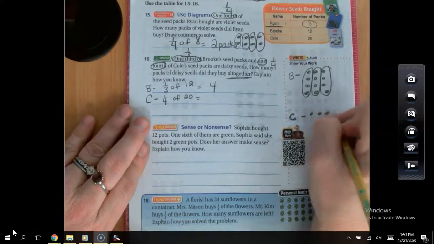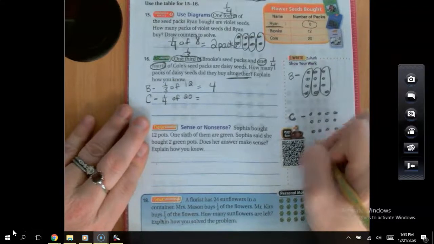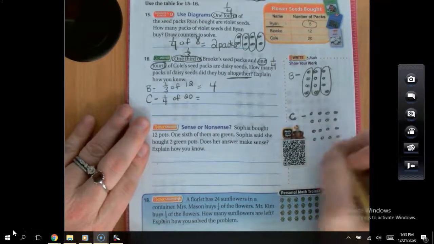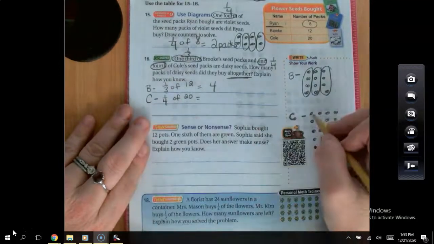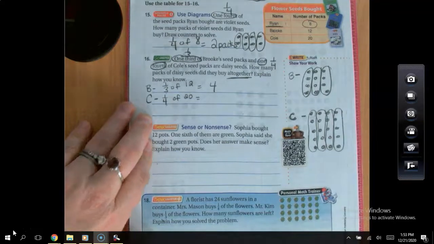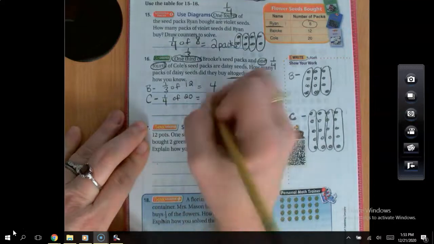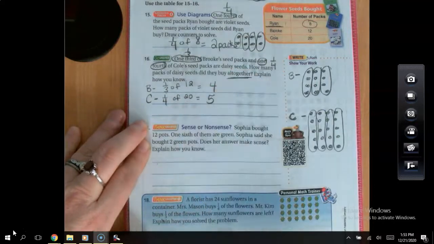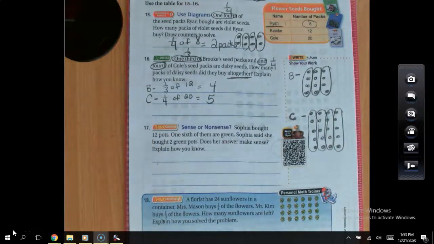1, 2, 3, 4, 5, 6, 7, 8, 9, 10, 11, 12, 13, 14, 15, 16, 17, 18, 19, 20. I need to make 4 equal groups. 1 group, 2, 3, 4. How many do you have in each group? 4 times what equals 20, boys and girls? 5. 1, 2, 3, 4, 5. See, if you know your multiplication and division, I promise you fractions will be easier.